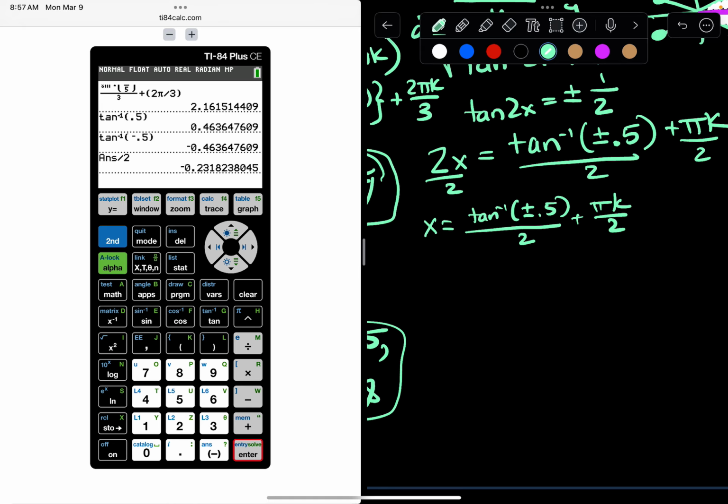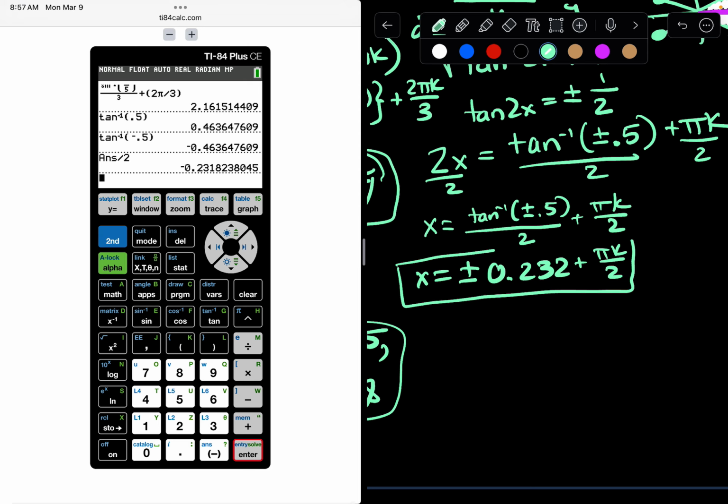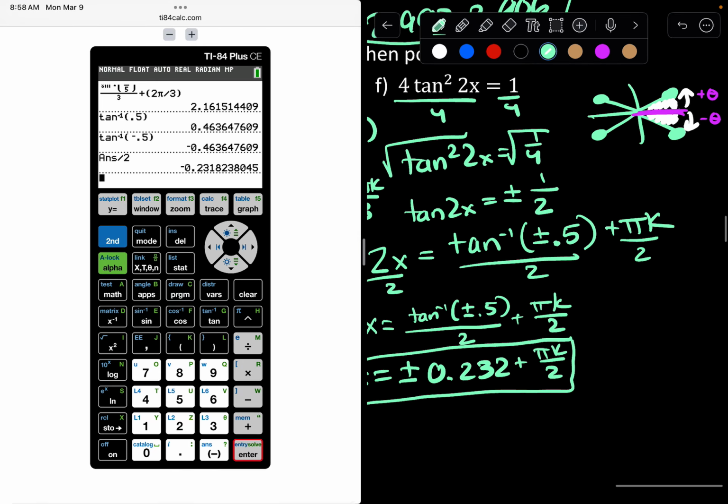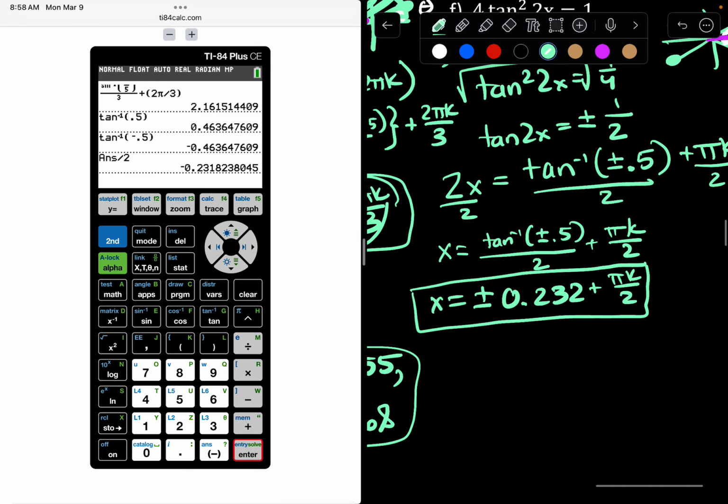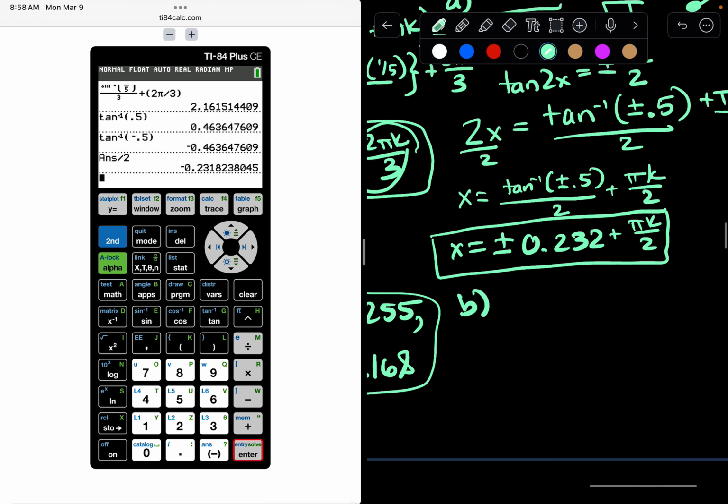Divide by 2, and we end up with x equals plus or minus 0.232 plus πk over 2. And this is our general solution. So this plus or minus will only work for inverse tangent and inverse sine because they exist in quadrants 1 and 4, okay? Part B, we will go ahead and find the solutions from 0 to 2π.